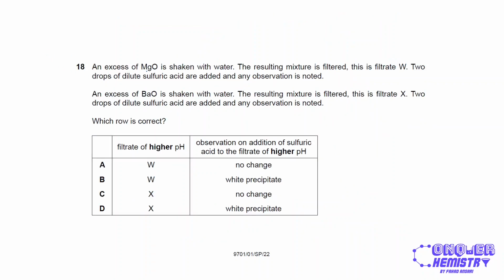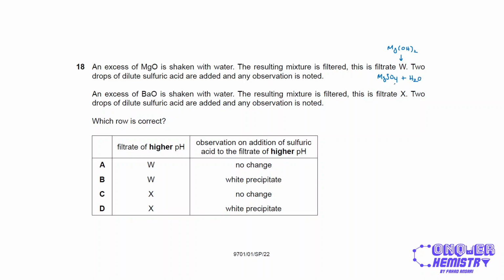So the excess of MgO is shaken with water. The resulting mixture is filtered. This is filtrate W. Now, MgO, when it is mixed with water, it forms magnesium hydroxide, right? And 2 drops of dilute sulfuric acid are added and any observation is noted, right? So when sulfuric acid is added, obviously, this will form MgSO4 and H2O.